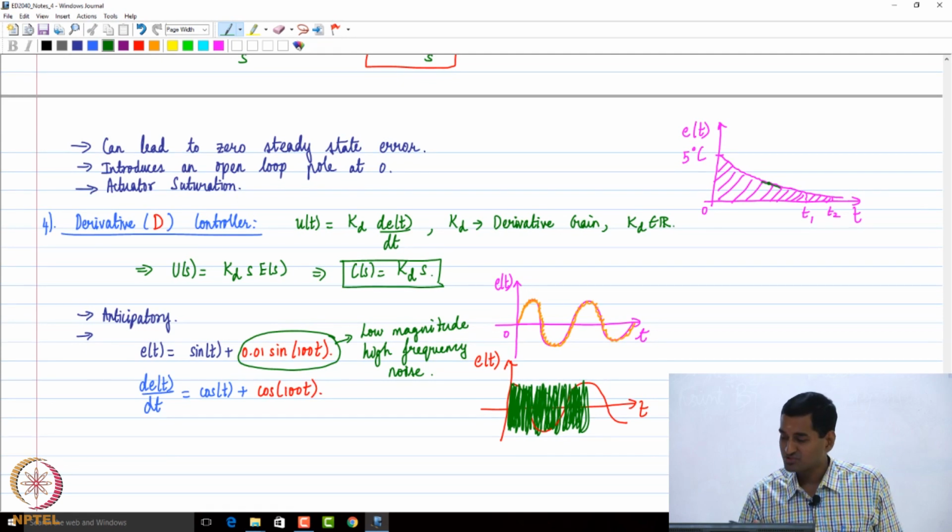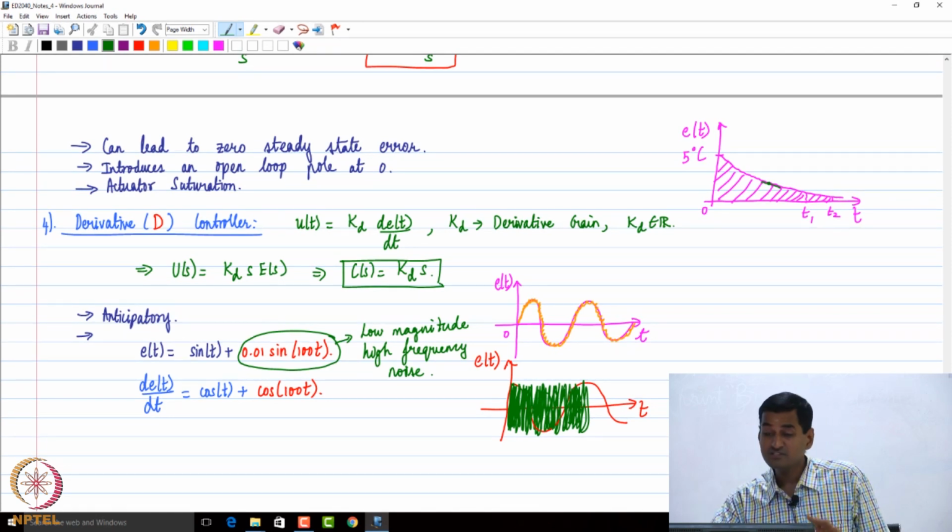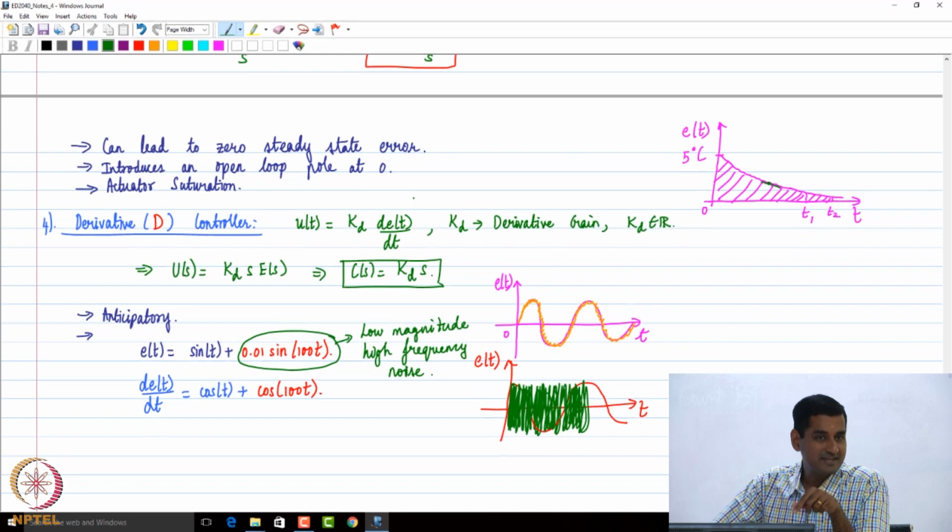So I'll stop here. Please think about all these issues. We'll come back and look at all these points once again tomorrow, and then we'll start doing some examples. But also, just go to MATLAB and Simulink and figure out how this derivative controller is realized in practice. Do they use it as KDS or something else? Please look at it and come to tomorrow's class.